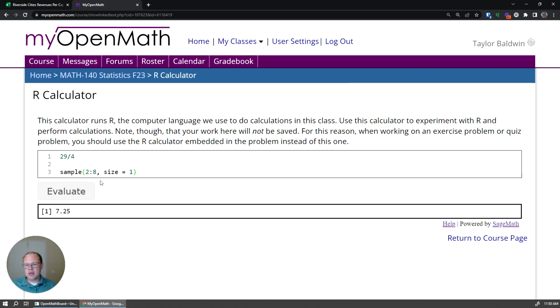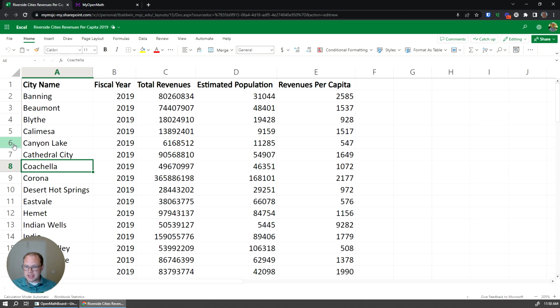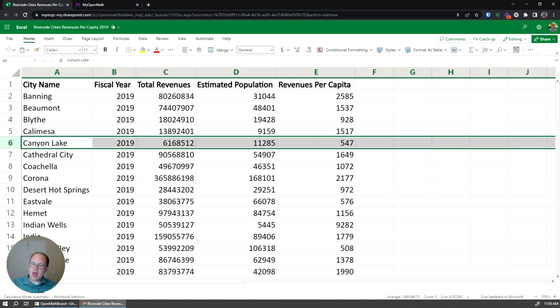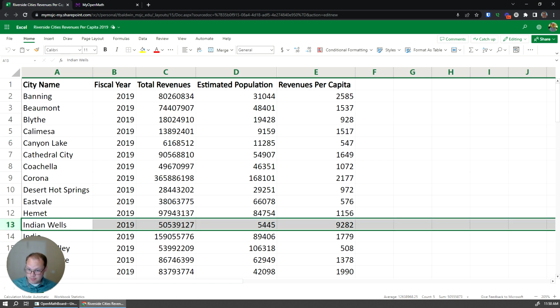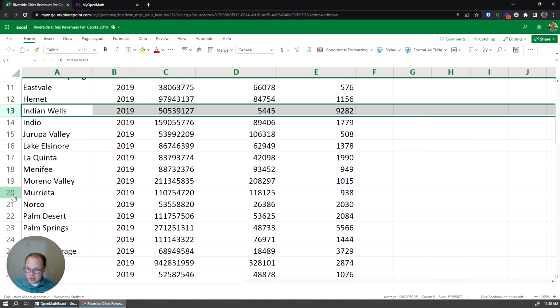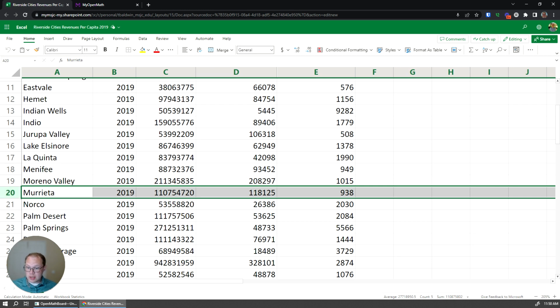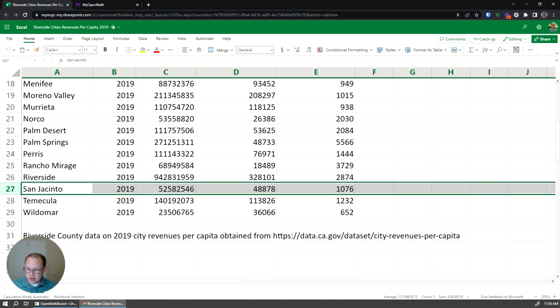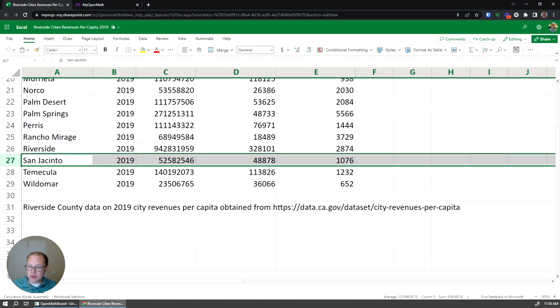Okay? So evaluate. I chose 6, right? The computer randomly chose city 6 as my starting point. So I start with city 6, Canyon Lake, and then I'm going to use my sampling interval, which was 7, and I'll choose every 7th city thereafter. So 6, and then 6 plus 7 is 13, and then 13 plus 7 is 20, Murrieta. 20 plus 7 is San Jacinto. And after that, I can't go another 7, so I'm done.